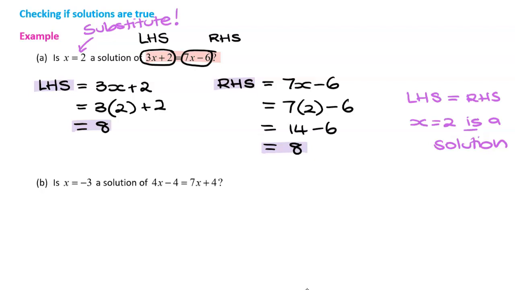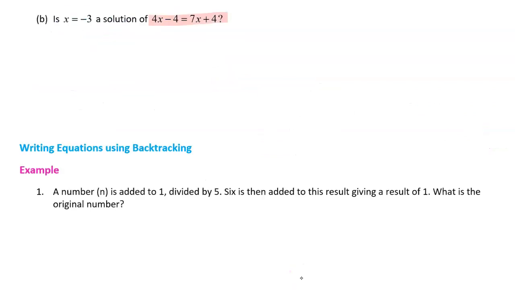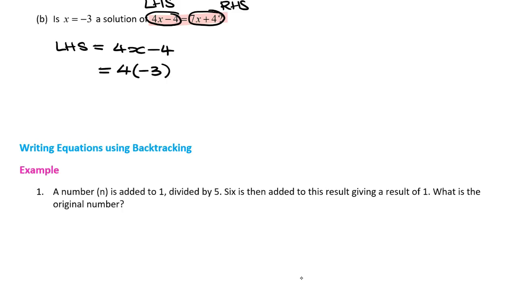So let's see what happens for the next example. Let's set it up just like we did before. This is the left-hand side of the equation, and this is the right-hand side of the equation. So the left-hand side equals 4x minus 4. Now we're going to replace that x with a minus 3. So now we've got, thinking of BIDMAS, 4 times negative 3 is negative 12, minus 4 is going to be negative 16.